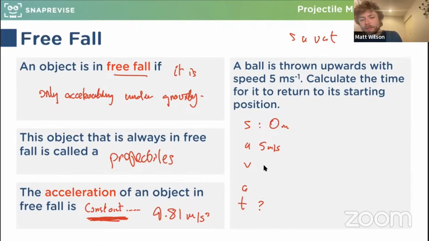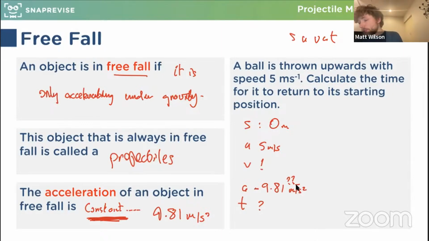Okay, we've not been told the final velocity, but we do know the acceleration. And an important thing to ask yourself here is whether you think the number I put here should be 9.81 or minus 9.81 meters per second squared. So which one is it? That's really worth thinking about, checking if you understand this.